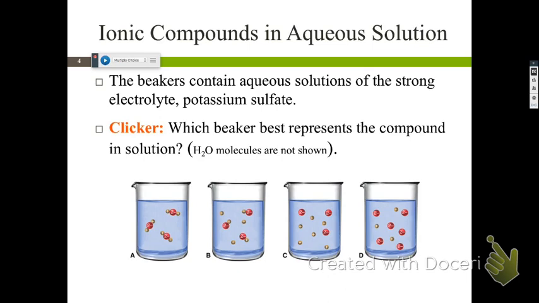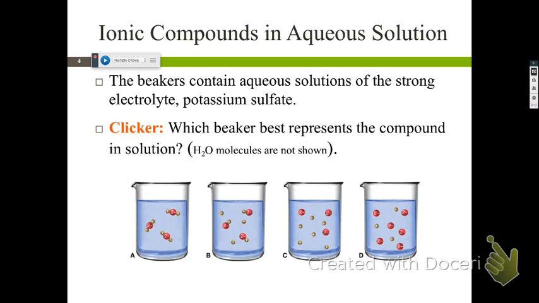Would someone who changed their mind be willing to describe why they changed their mind? About which answer they think is the most accurate representation. Kayla? So, me and Angel said we thought it was C because it is like a strong electrolyte, so it completely dissociates. And then there's 2 K ions for 1 SO4 ion. So, yeah, C shows that.